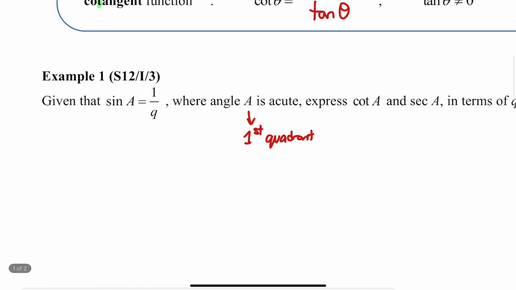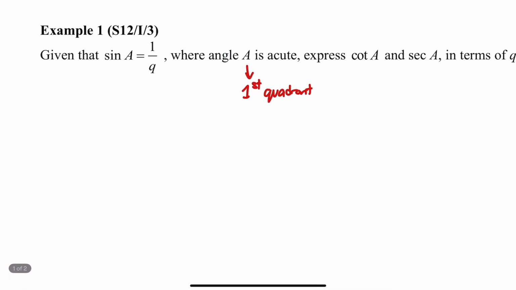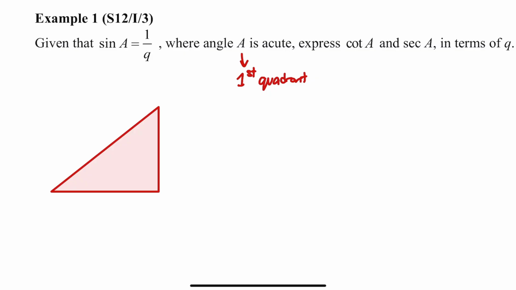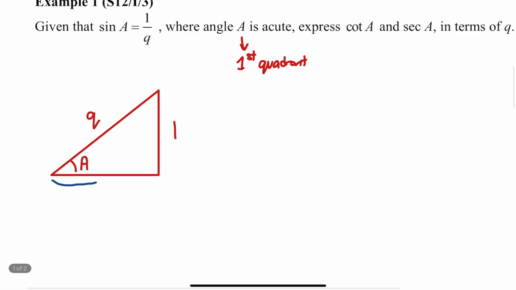Alright, so let's draw out the diagram first. If A lies in the first quadrant, I can draw a right angle triangle here, with angle A here. For sine A to be 1 over Q, it means that my opposite length is 1 and the hypotenuse is Q. So the adjacent length, by Pythagoras theorem, is simply the square root of Q square minus 1.